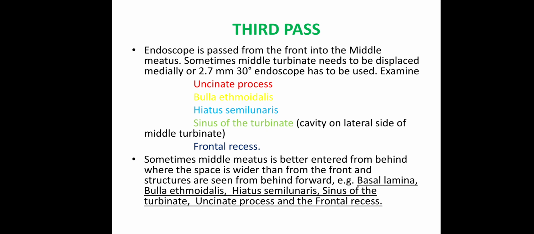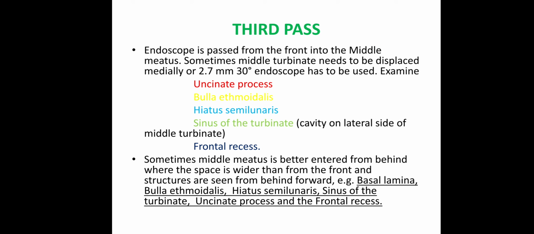Third pass. The endoscope is passed from the front into the middle meatus. Sometimes the middle turbinate needs to be displaced medially or a 2.7 mm 30 degree endoscope has to be used. Examination of the uncinate process, bulla ethmoidalis, hiatus semilunaris, sinus of the turbinate, which is the cavity on the lateral side of the middle turbinate, and frontal recess are seen.